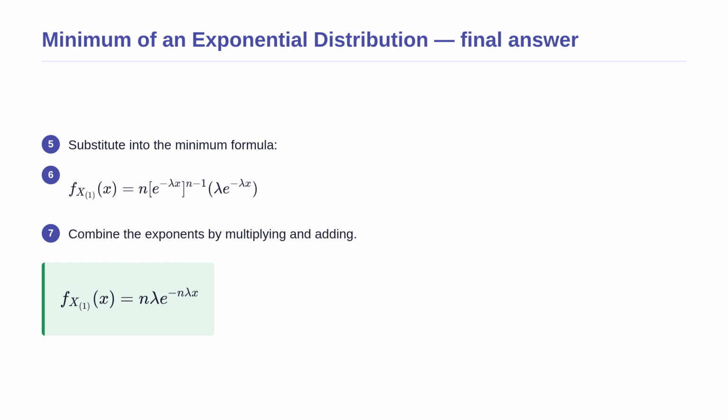When we combine the exponents by multiplying and adding, we get a fascinating result. The minimum is itself an exponential variable, but its failure rate is n times lambda. A chandelier with 5 bulbs will have its first failure 5 times faster than a single bulb.